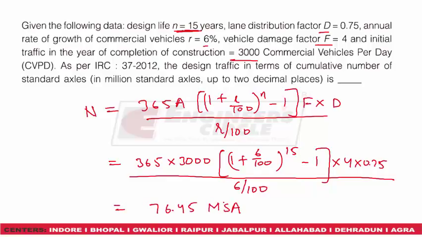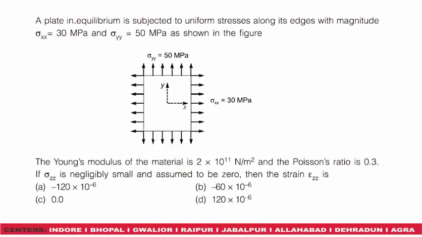The next question is: a plate in equilibrium is subjected to uniform stresses along its edges with magnitude sigma xx equal to 30 MPa, sigma yy equal to 50 MPa as shown in the figure. The Young's modulus of the material is 2 into 10 to the power 11 Newton per meter square and Poisson ratio 0.3. If sigma z is negligible and assumed to be 0, then the strain epsilon zz is.